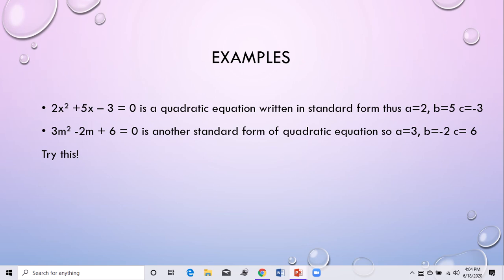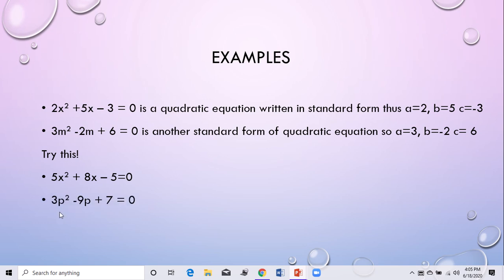Now I want you to try this. We have 5x squared plus 8x minus 5 equals 0. I'll give you time to answer. So obviously we can answer this mentally, since this is already in standard form. So a equals 5, b equals 8, c equals negative 5.